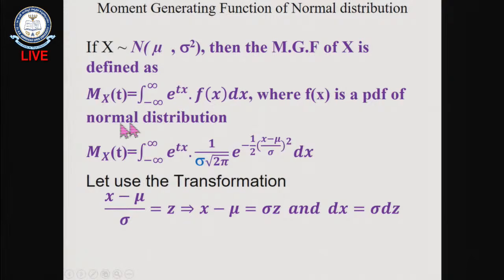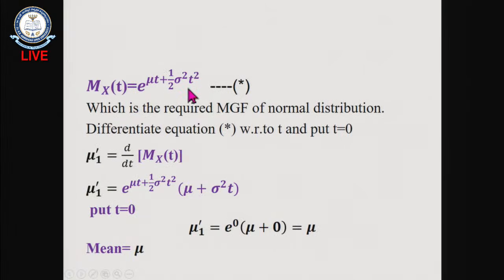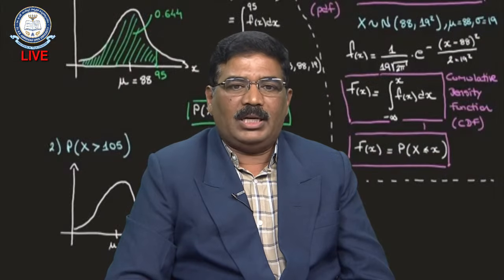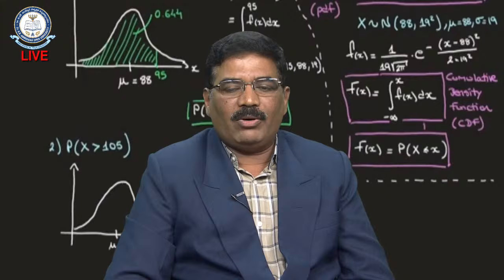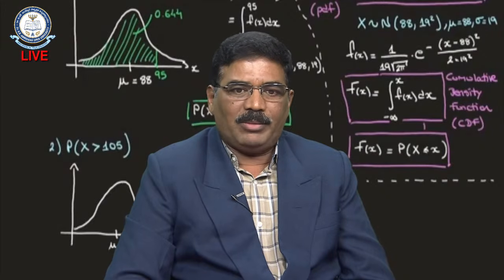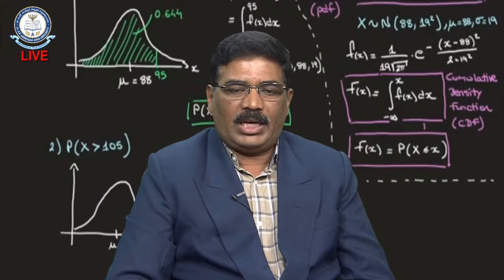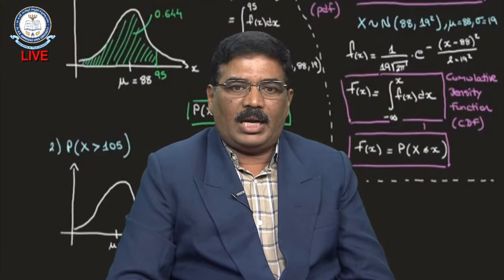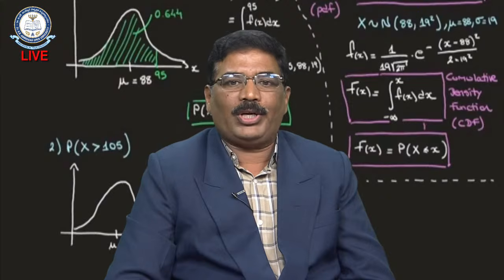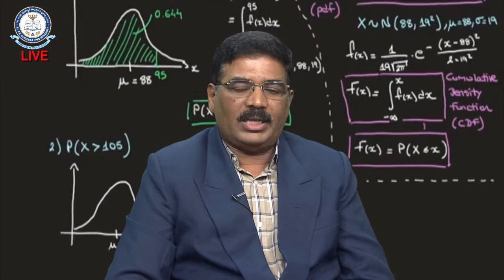After simplifying this, we get the moment generating function as e to the power of mu t plus 1 by 2 sigma square t square. This is the moment generating function. Using this we can also extract the different moments. The first moment is the differentiation with respect to t of the moment generating function of the normal distribution; after putting t equal to 0 we get the mean value. Similarly, if we take the double differentiation and put t equal to 0, we get the variance using the principle mu 2 equals mu 2 prime minus mu 1 prime square. So that is sigma square.